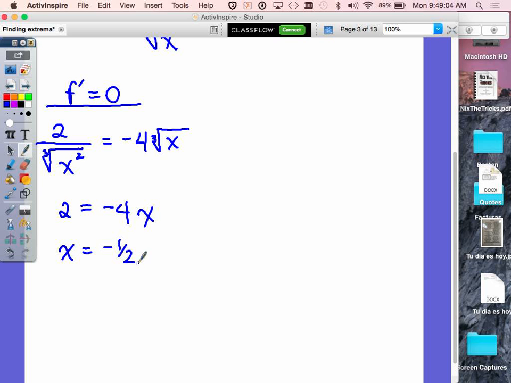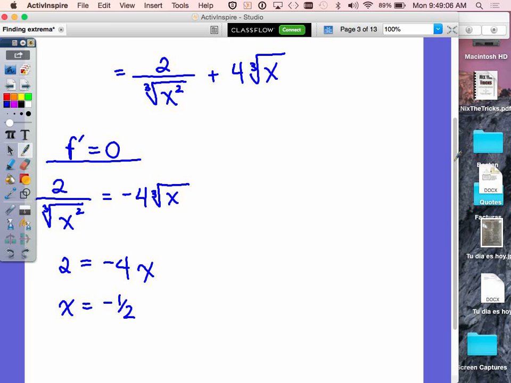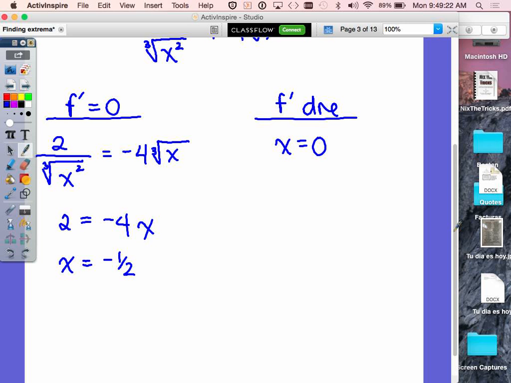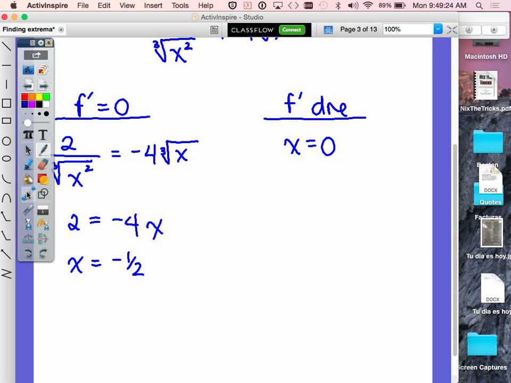I'm going to now go over and try and see where this derivative function fails to exist. And I see that the only place I have to worry about is my division by 0 when x equals 0. And so I have 2 critical values, one at x equals minus 1/2 and one at x equals 0. Now what I want to do is create a labeled sign chart to help me to analyze what's going on at these 2 places.